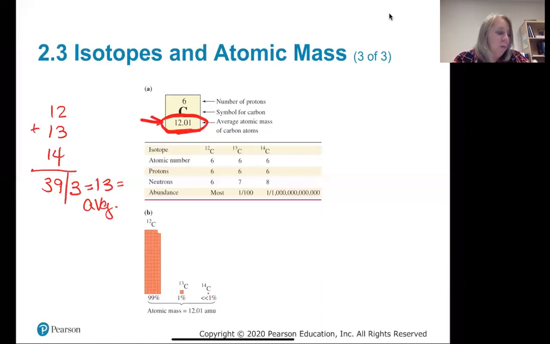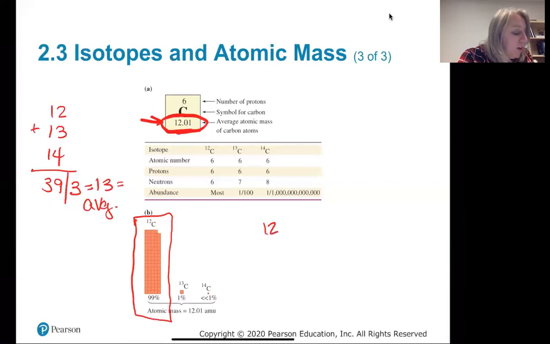Why? Well, here's the deal. You have so much carbon 12 that when we take this weighted average, which means we take the weight of carbon-12 and we say, okay, carbon-12 has a mass of 12 and it has an abundance of 99%. 99% of all carbon atoms are carbon-12. So in order to make this weighted average, I multiply by the decimal format of my percentage, right? Then I do my next one.